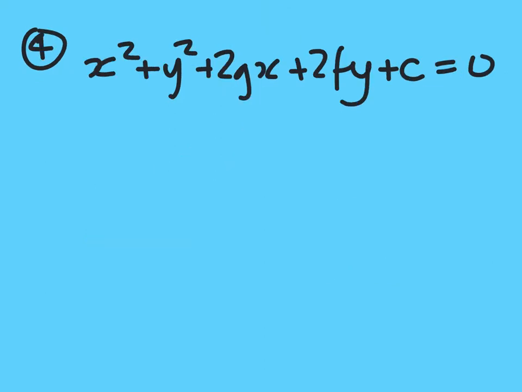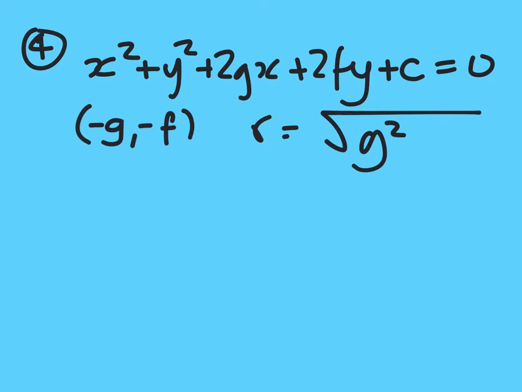Question 4. Here is the formula for a circle. We know that the centre of that circle is (-g, -f), and we know that its radius is the square root of g squared plus f squared minus c. The question asks to find any restrictions on g to make that a circle.